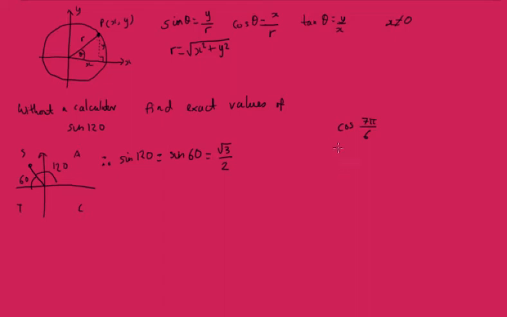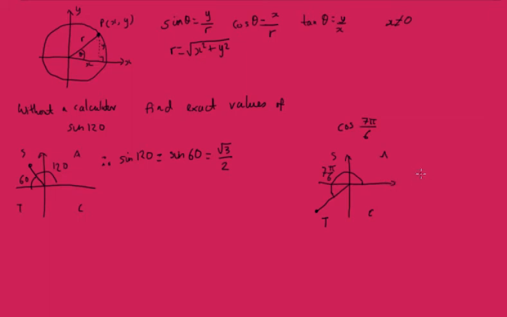So let's think of this next one. So again, we'll draw a wee diagram. So 7 pi over 6 is in the third quadrant. So it'll be round about here. So that's 7 pi over 6. And this is in the t quadrant, so tan is positive, so cosine is going to be negative.